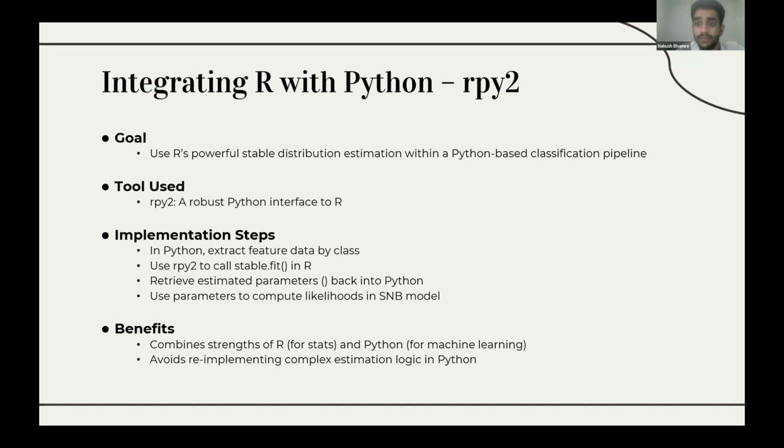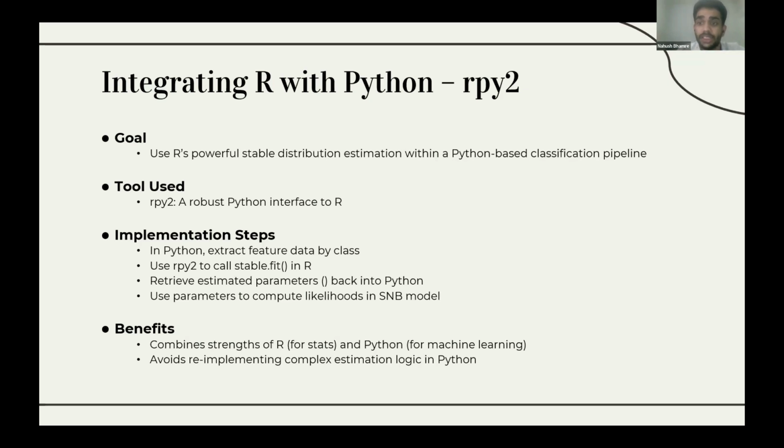The workflow is as follows. We start in Python by extracting feature values by class. Using RPy2, we invoke R's stable.fit function, which returns the estimated stable parameters. These are then passed back into Python and used to compute the likelihoods within the SNB model.